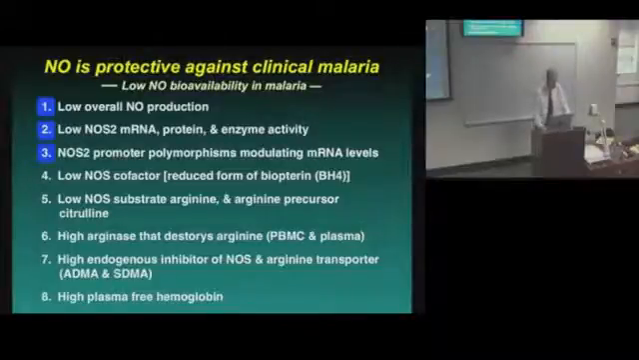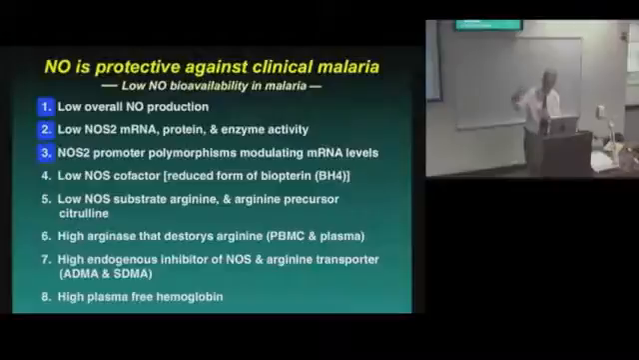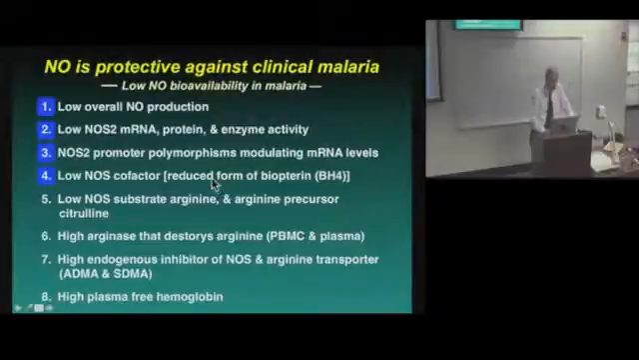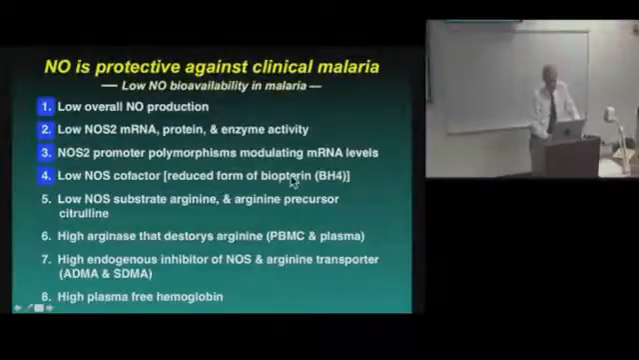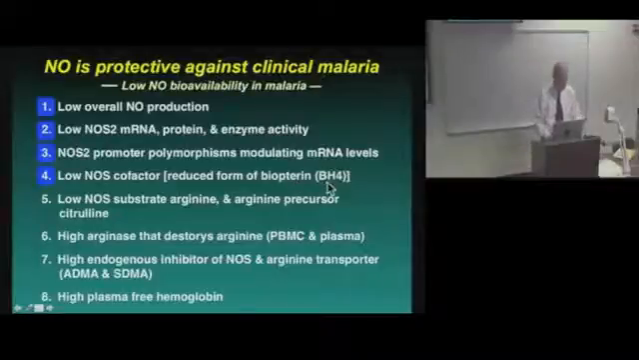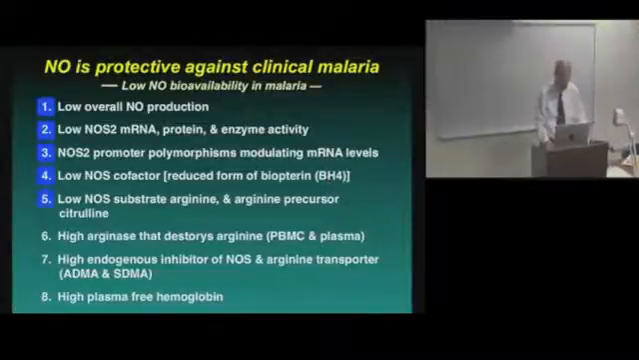And there are certain NOS promoter polymorphisms that modulate messenger RNA levels. In one situation, we actually found one where the people would make a little bit more nitric oxide, and those people were protected against severe malaria. There's low nitric oxide synthase cofactor, in work we haven't published yet. There are definitely reduced amounts of this fully reduced biopterin, so-called tetrahydrobiopterin. That's that critical cofactor that's got to be there. But for some reason, and I'll talk about that, there's not enough being produced in the body.